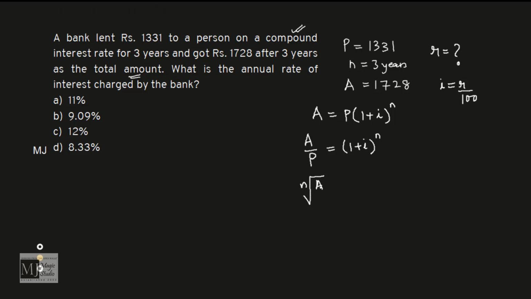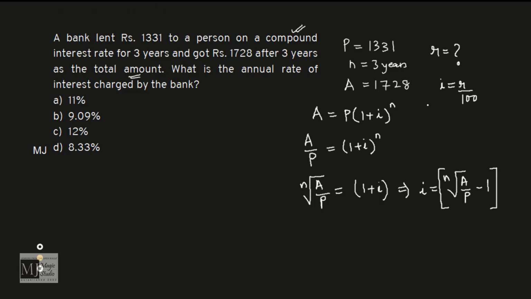Nth root of A by P, which will give us 1 plus I. Then we can frame the formula that I is equal to nth root of A by P minus 1. And when we require to find the value of R, we'll multiply this by 100. Now, it doesn't seem to be an easy task, isn't it?